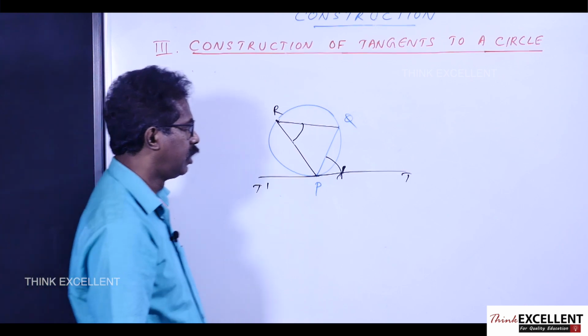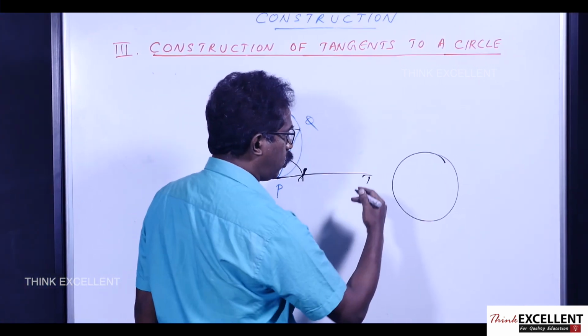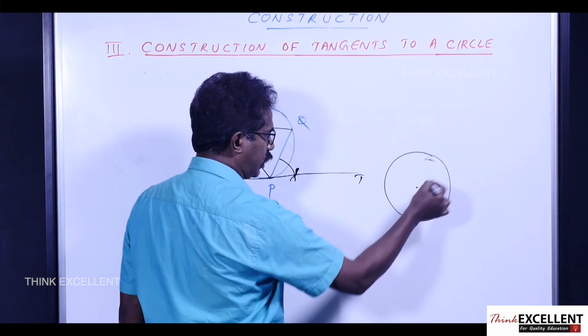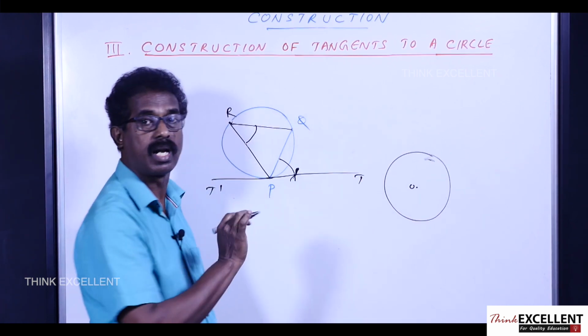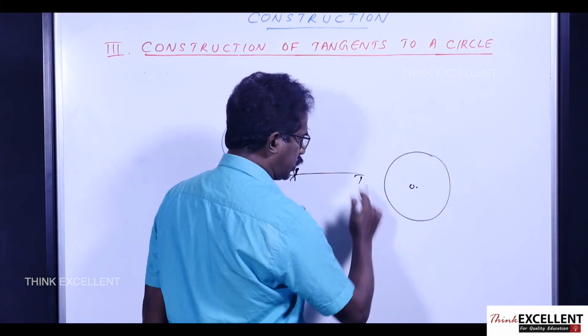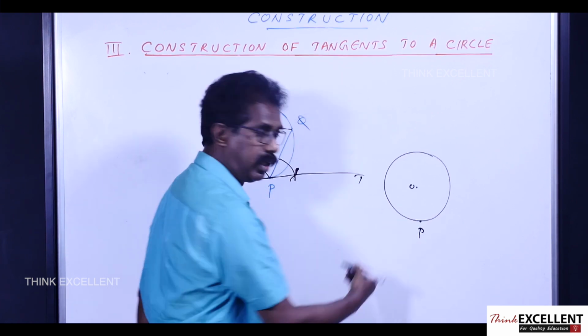See again, draw the circle for the given measurement. We want to draw a tangent. The center you should not use. The center will be there, right? When you draw the circle you get a center, mark it O, but we are not going to use that. Take a point P anywhere on the circle. Conveniently I am taking it here. P is a point on the circle.